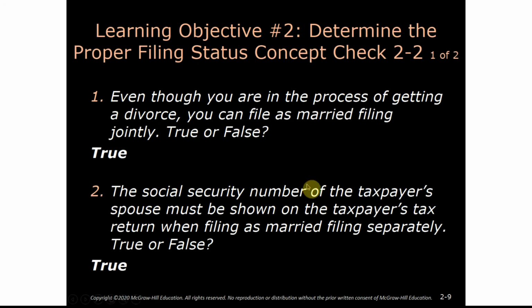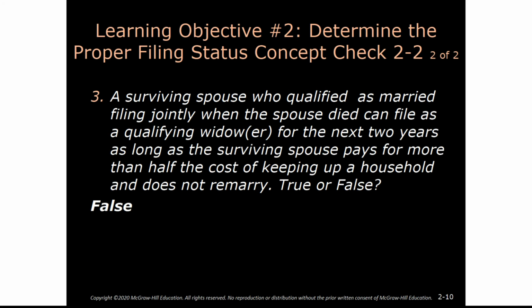So just to review, even though you are in the process of getting a divorce, you can file as married filing jointly, and the answer is true. As I mentioned earlier, the Social Security number of the taxpayer's spouse must be shown in the taxpayer's return. They're filing separately, and the answer is true. So if the Social Security number of one taxpayer is listed on the return when they're filing separately, they must also include the other spouse's Social Security number. And that is true of both spouses.